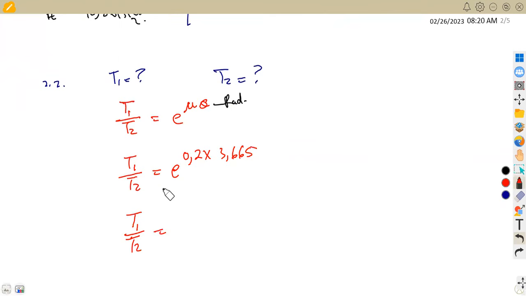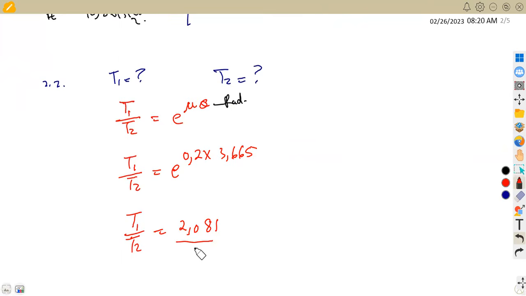If you are to simplify, this is just direct from your calculator, e. Second function, you've got your e. Then you raise to the exponent of 0,2 times 3,665. The answer that I'm expecting you to have is something like 2.081. From there, we can just have a ratio of T1 and T2.